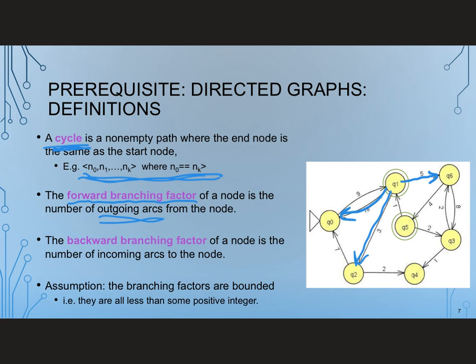And the backward branching factor is just how many incoming arcs there are. And so if we look at that for Q1, it looks like we've got 1 here and 1 here. So the in degree of the node, or the backward branching factor of that node, is 2. And we are going to make an assumption that will turn out to be important at some point, that our branching factors are bounded. So that means there is always some positive integer that is greater than or equal to all of the branching factors of all of our nodes. And that just lets us make certain assumptions that are tremendously useful.